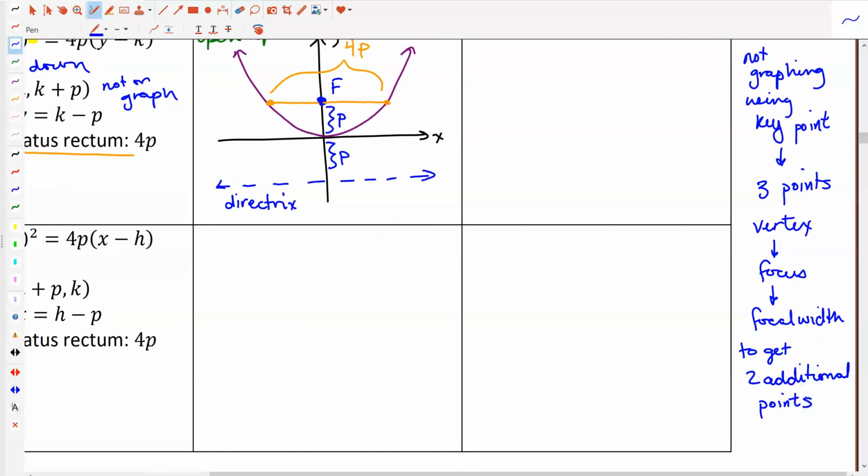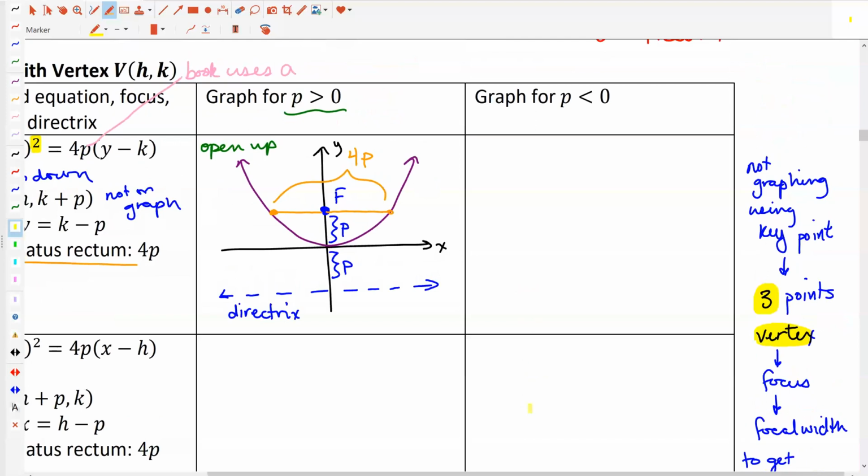Okay, so these are going to be then the 3 points that are going to be special for us: the vertex, and then these 2 additional points that fall on this line segment through that focus. So for this one, if x is this variable that's squared, but the value for p is negative, that one will open down. All right, so let's sketch that real quick.